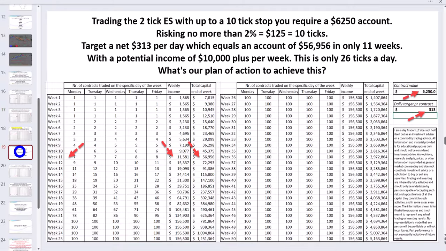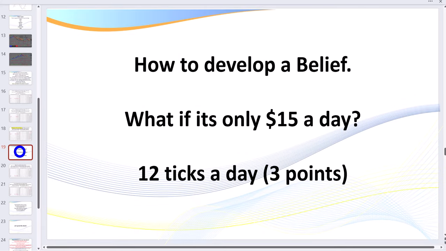Now what if you're a nervous Nelly? What if you've blown your account a number of times, or you want to be very conservative? And what if we need to develop your belief? See, I run a live trading room as well, and this is what I teach all of my traders in the room: if they've had negative experiences in the past, how do you build that confidence again? Evidence. That's how you build it, by kicking some goals.